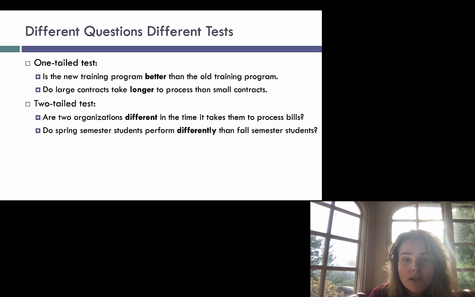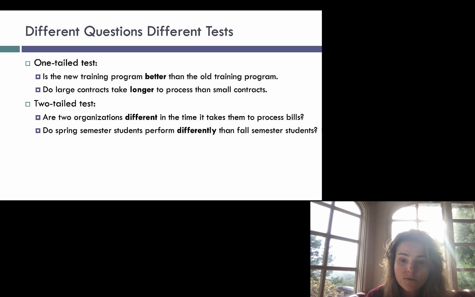Finally, there are a couple of different kinds of tests that we can do. We can do one-tailed tests. These are kind of what we've been talking about. Is the new training program better than the old training program? Do larger contracts take longer to process than small contracts? Right? There are specific questions about the direction of the difference.